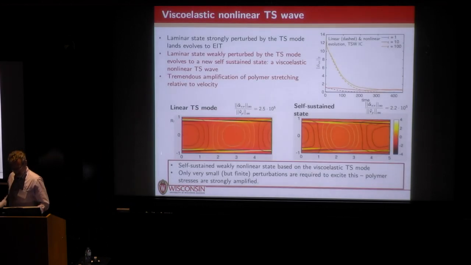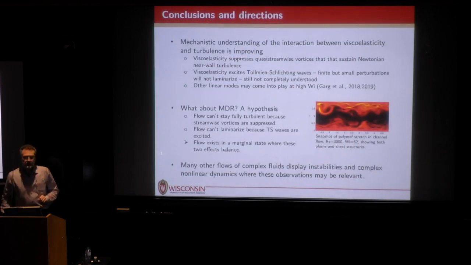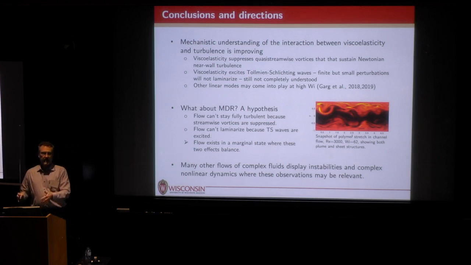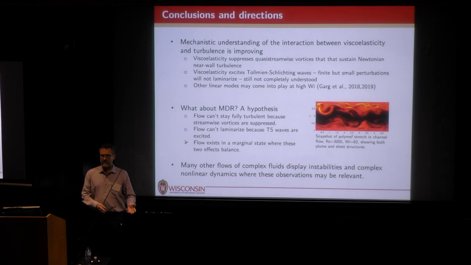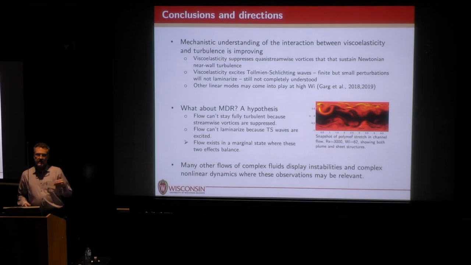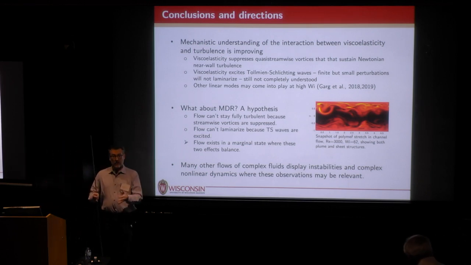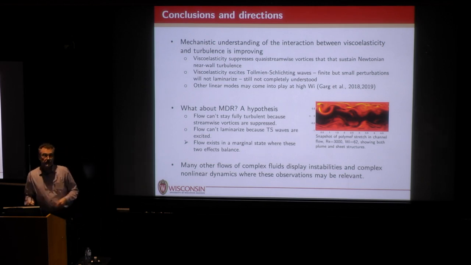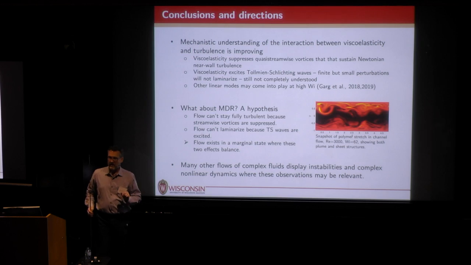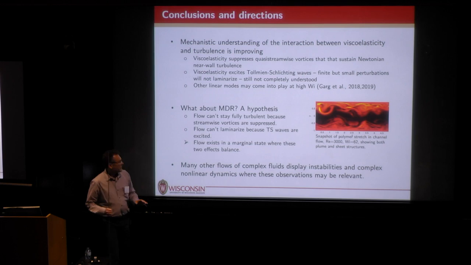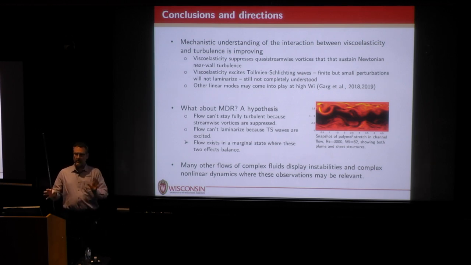All right, and the organizer, the chair, is standing, and so I will go to my conclusions. We're gaining some mechanistic understanding of the interaction between polymer dynamics and turbulence. We have a good understanding of what happens to the quasi-streamwise vortices that are the foundations of Newtonian near-wall turbulence, and we now are starting to see that viscoelasticity is exciting the Tollmien-Schlichting wave structure that's linearly stable, but strongly excited by viscoelasticity.